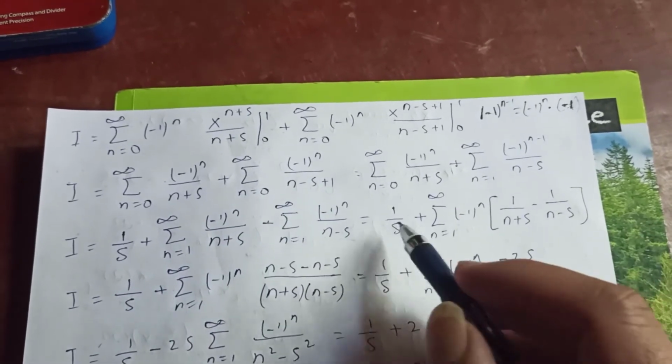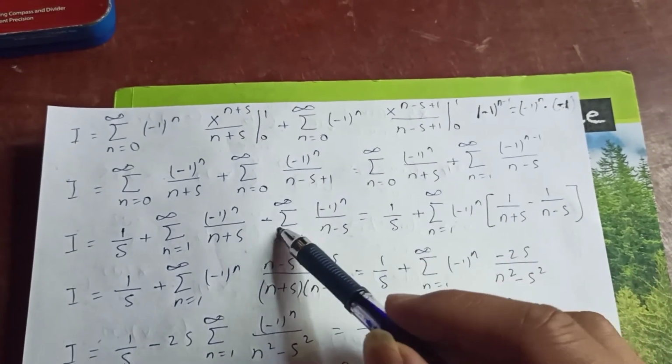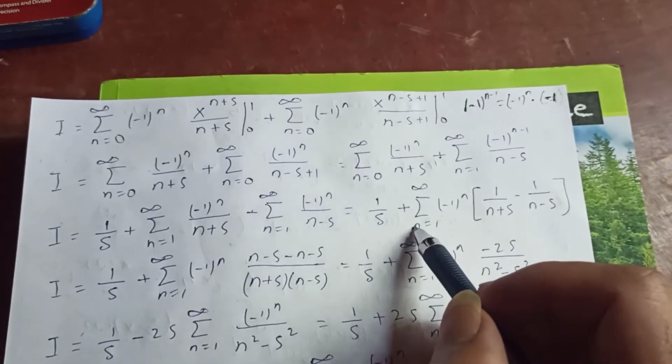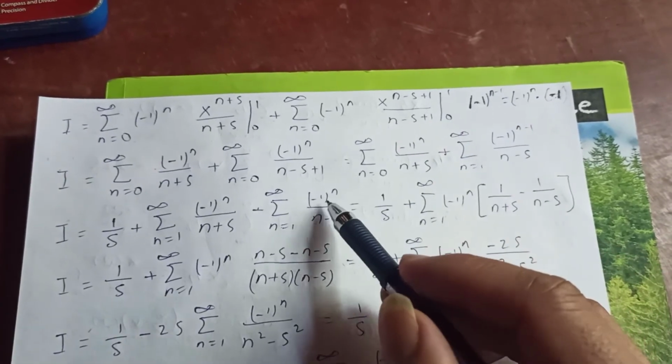Which is equal to 1 over s plus, now let's combine them, the sum from n equals 1 to infinity of minus 1 to the n, same thing.